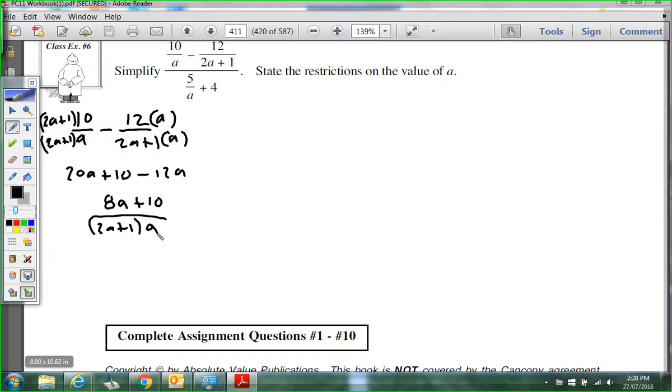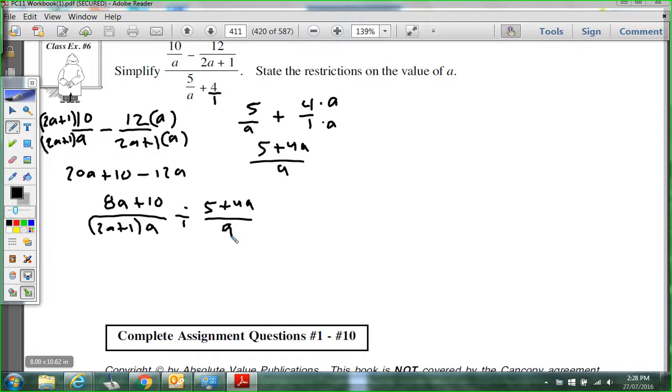Now we're ready to divide. Oh, not quite. Sorry, we have to do this one as well. 5 over a plus 4 over 1. Need a common denominator just for the 4. So that's going to be 5 plus 4a over a. So that's what we're dividing by.